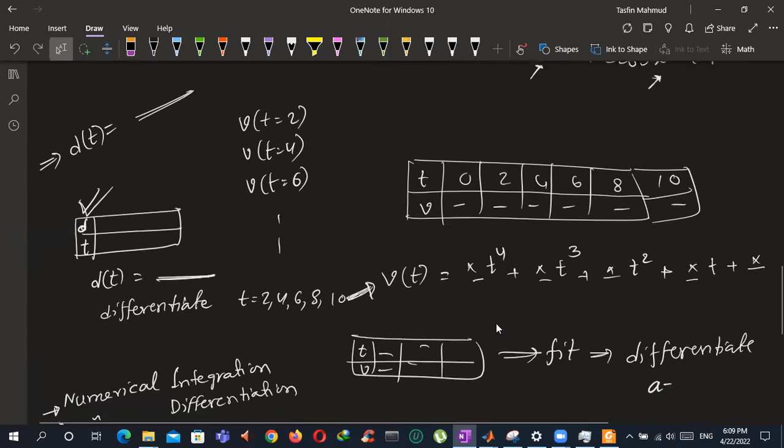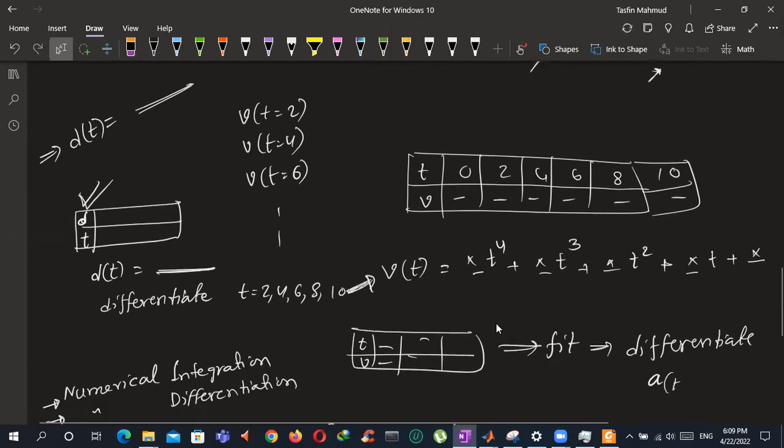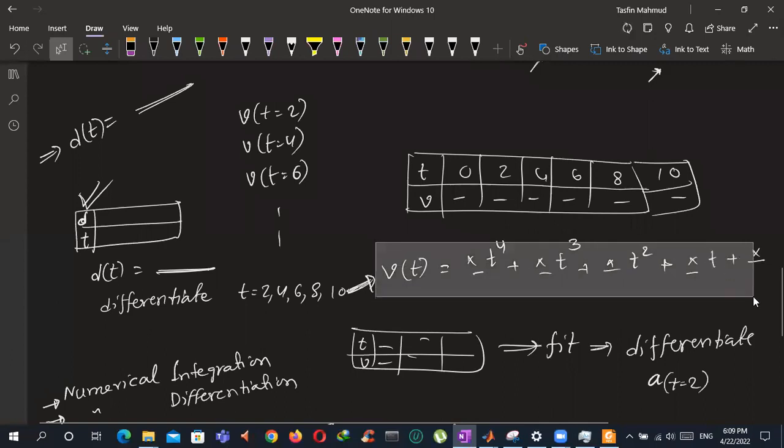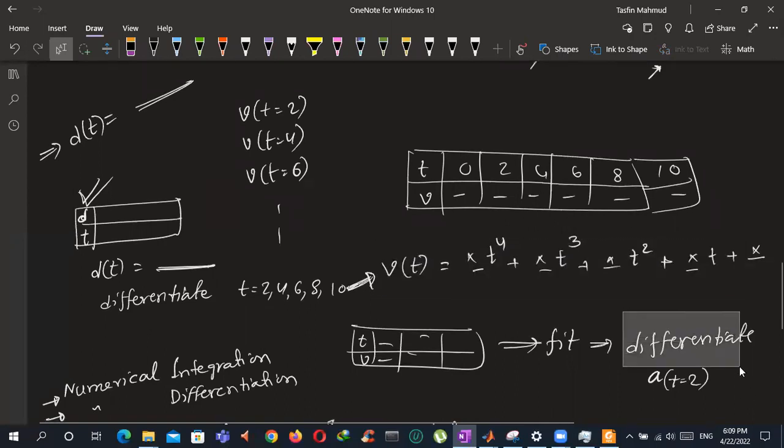The curve was given for distance. So if you fit the curve first, you will get the function for distance with respect to time. So if you differentiate that for time equal to these values, you will get the velocity values. So create a table for velocity, fit the curve once again, you will get a polynomial for velocity that looks like this. Then if you differentiate it once again, you will get the acceleration.